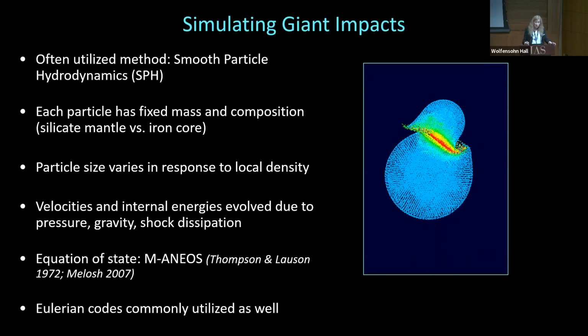And while SPH is probably the most commonly used method, many Eulerian grid codes now are also applied to this problem.